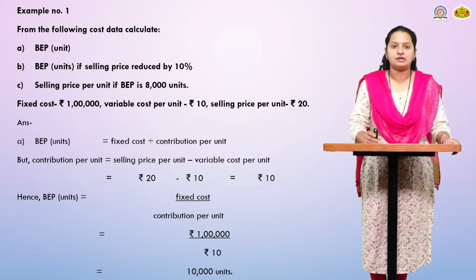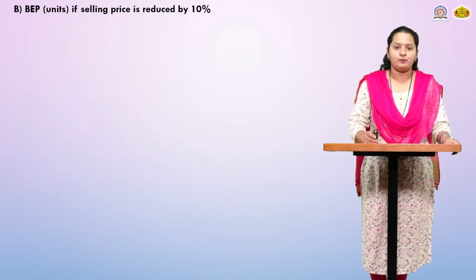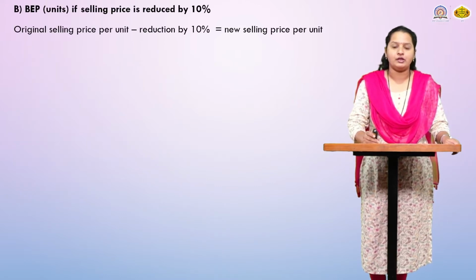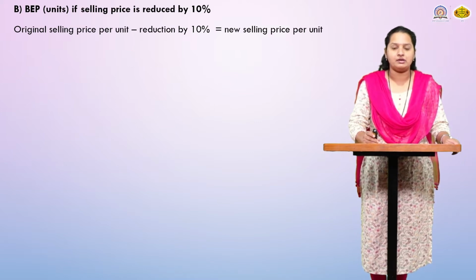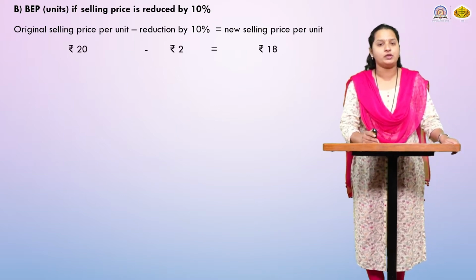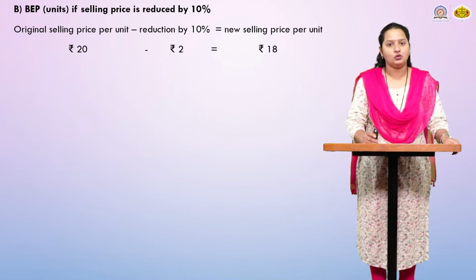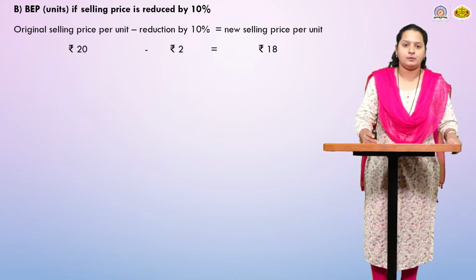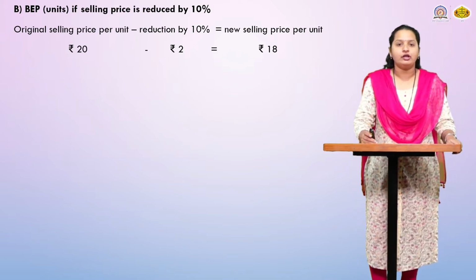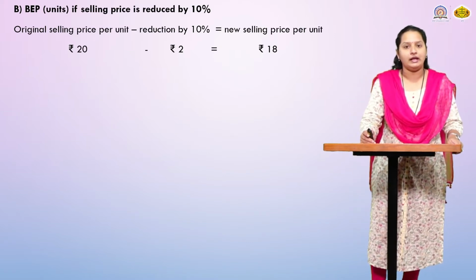Now let's move forward to the second calculation, that is BEP units if selling price is reduced by 10%. Original selling price per unit minus the reduction of 10%, and we will get our new selling price per unit. In our example, our original selling price is rupees 20 minus 10% of the original selling price. So 20 into 10% is rupees 2, and if we reduce this 2 from rupees 20, we get our new selling price of rupees 18.